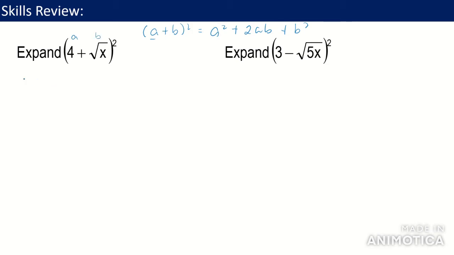So we have the square of 4, plus 2 times 4 times the square root of x, plus the square of the second term. Then we simplify now. We have 4 squared, which means 4 times 4, which is equal to 16, plus 2 times 4 is equal to 8. Then just copy the square root of x. We all know that the index is 2 here, so we can simplify 2 divided by 2.